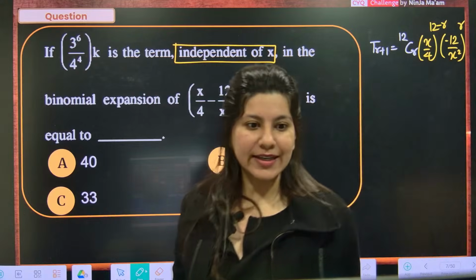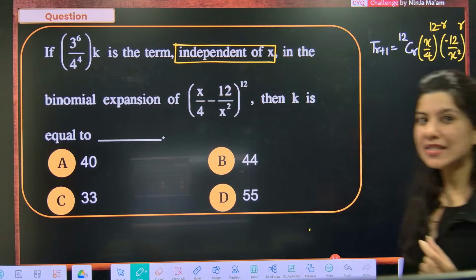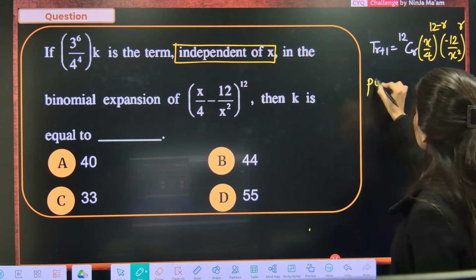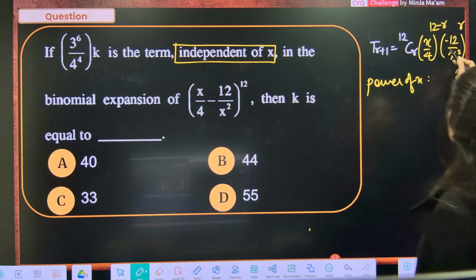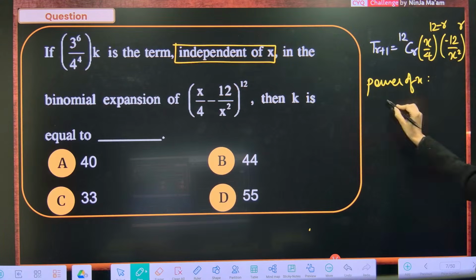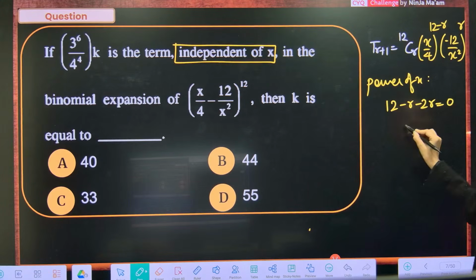Okay, general term. Now we are looking for the term independent of x. That means the power of x should be 0. So the power of x from here is 12 minus r, and this is going to be minus 2r. So 12 minus r minus 2r should be 0. Clearly, 12 equals 3r and r is going to be just 4.